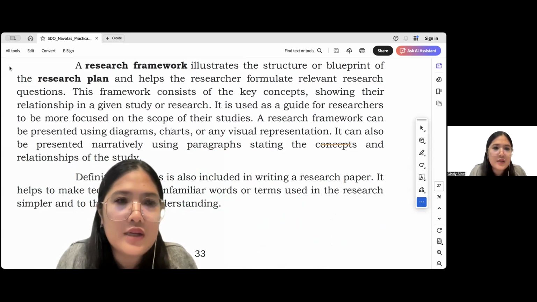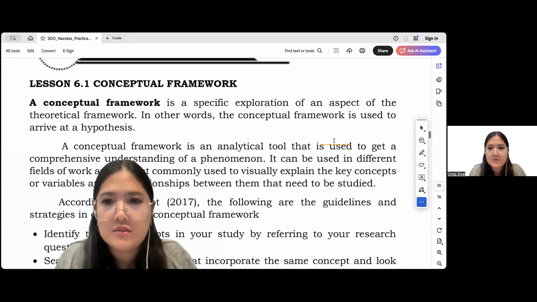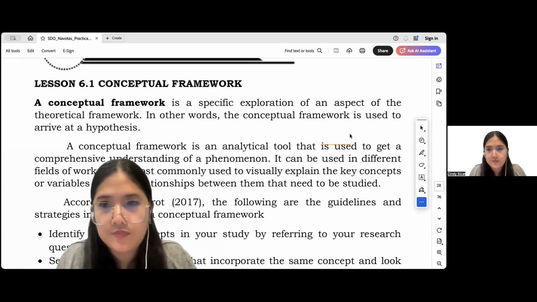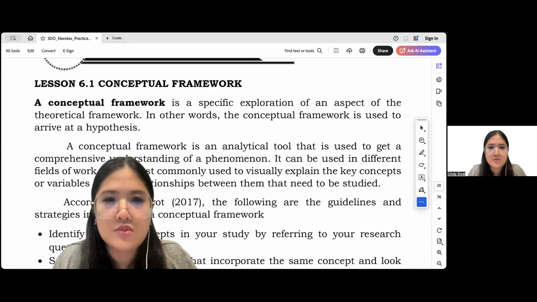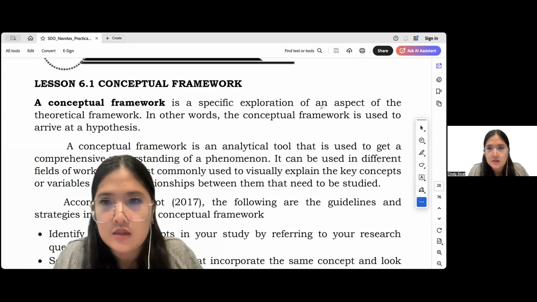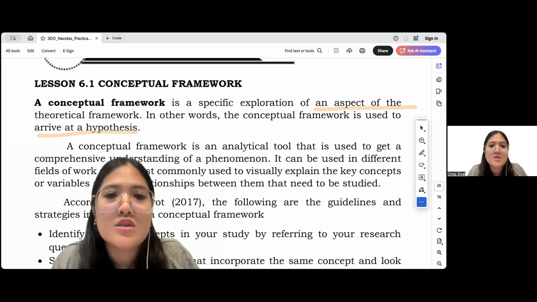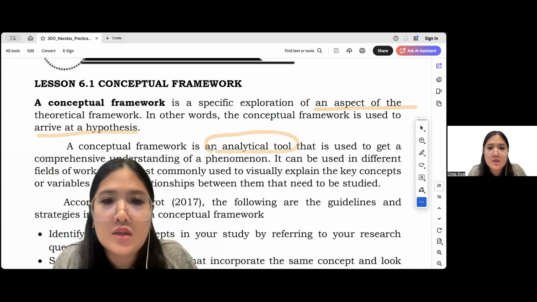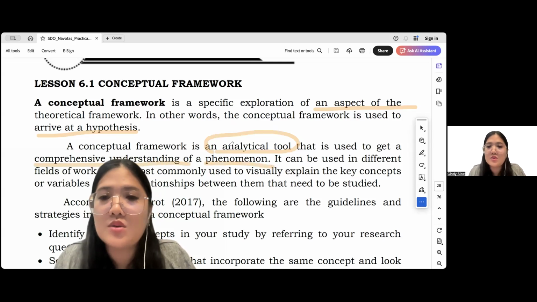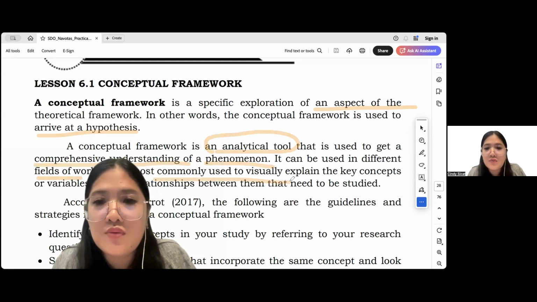For the next part, we have the conceptual framework. The conceptual framework refers to a specific exploration of an aspect of the study. This is used to arrive at a hypothesis. It is an analytical tool that we use to get a comprehensive understanding of a particular phenomenon. It can be used in different fields of work and is commonly used to visually explain.